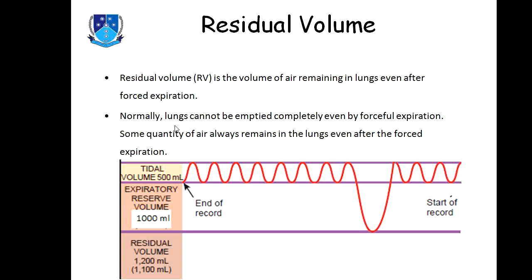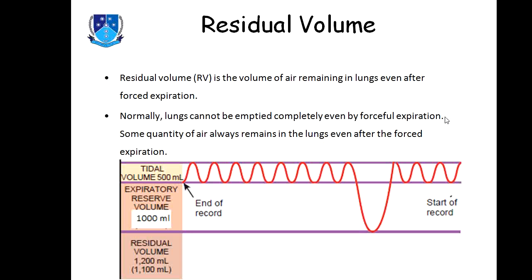So the lung cannot be emptied completely even after forceful expiration. The volume of air which remains in the lung even after the expiratory reserve volume, even after the forceful expiration, that is the residual volume.